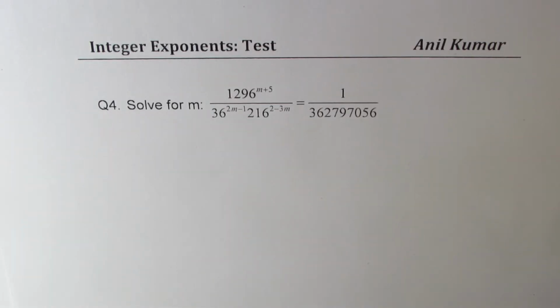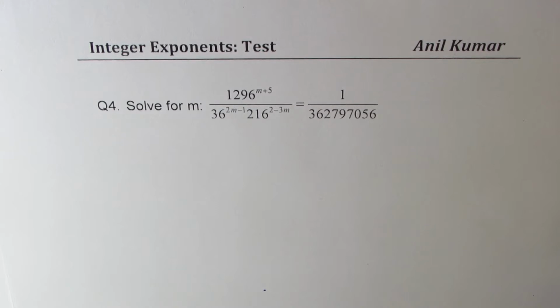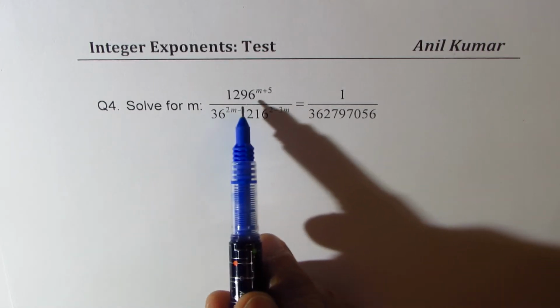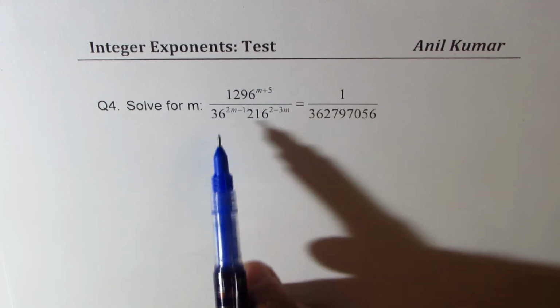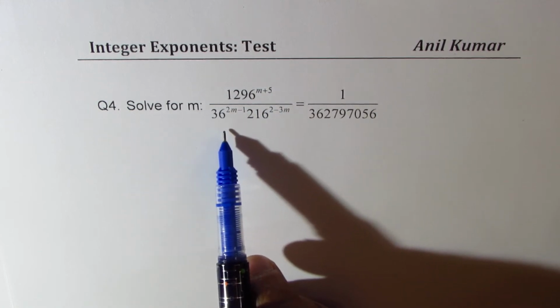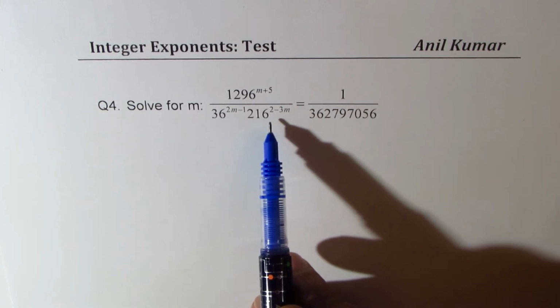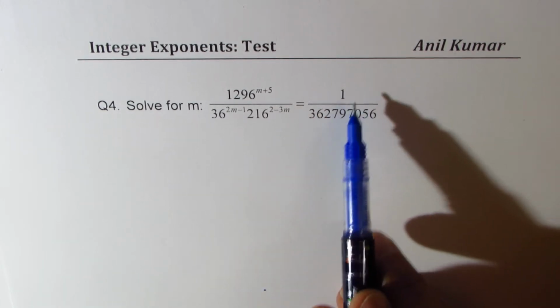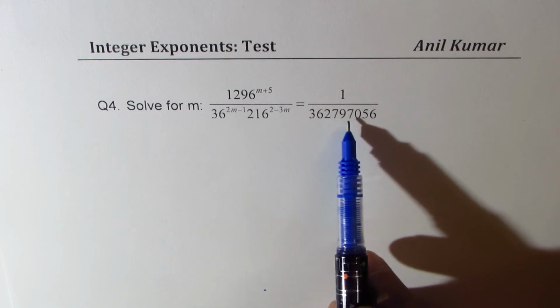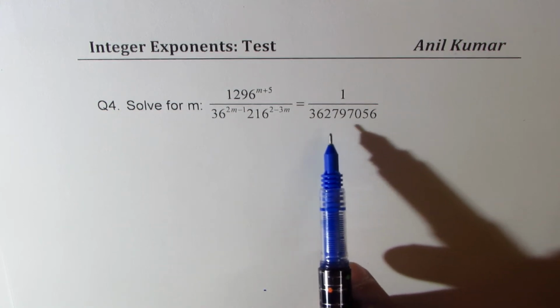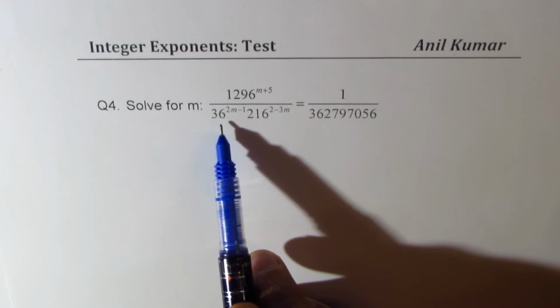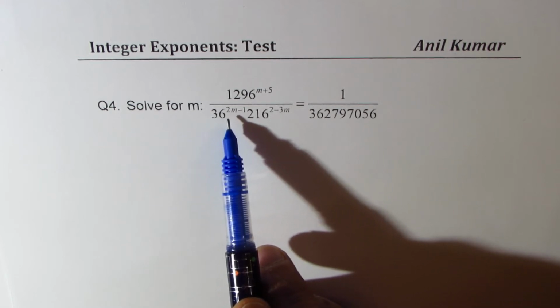Now here is a very difficult question for you to do. I would like you to pause the video, answer this question, and then look into my suggestions. Question number 4. Solve for m: 1296 to the power of m plus 5 divided by 36 to the power of 2m minus 1 times 216 to the power of 2 minus 3m equals to 1 over 362797056. Now 36 gives you an idea that we are talking about 6 squared.